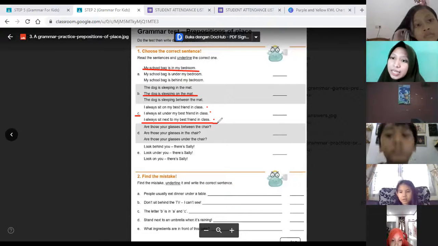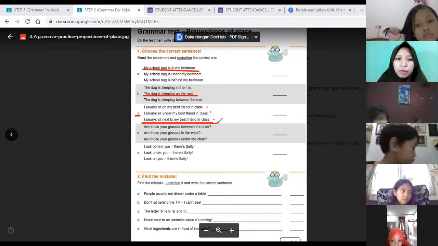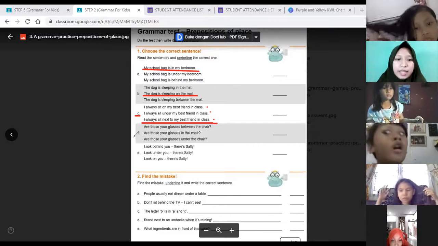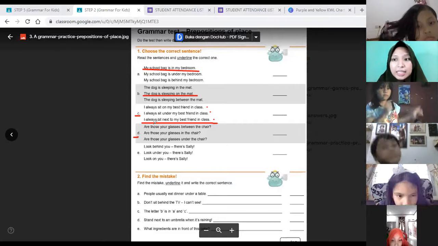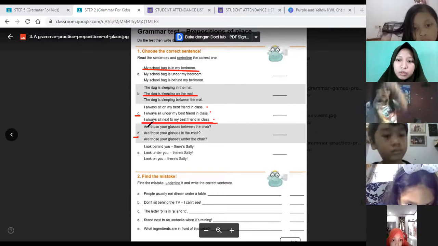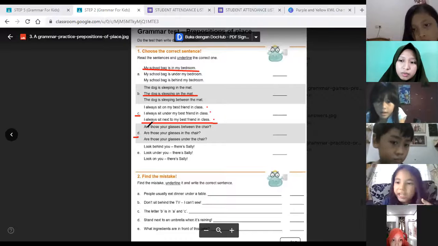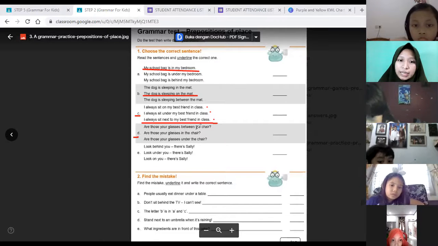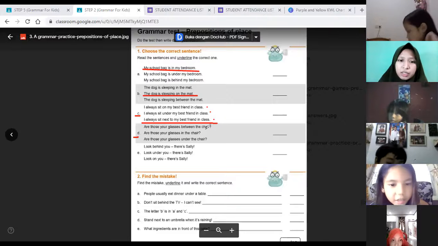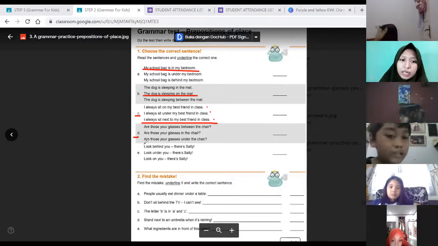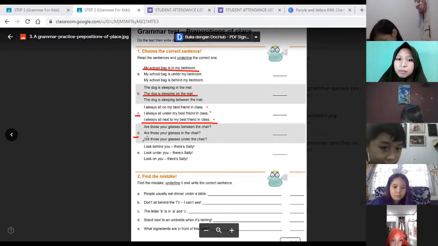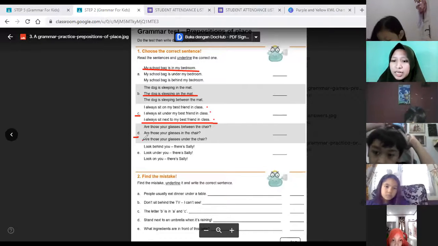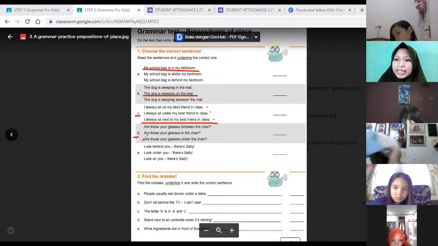Okay, I'm afraid if you don't understand. Let's see D, everyone. Where is the correct sentence? Are those your gloves under the chair? Are those your glasses under the chair? Okay, what about others? I asked you, Bia, Nura, Nisa, Nawaf, Nada, and Kania.